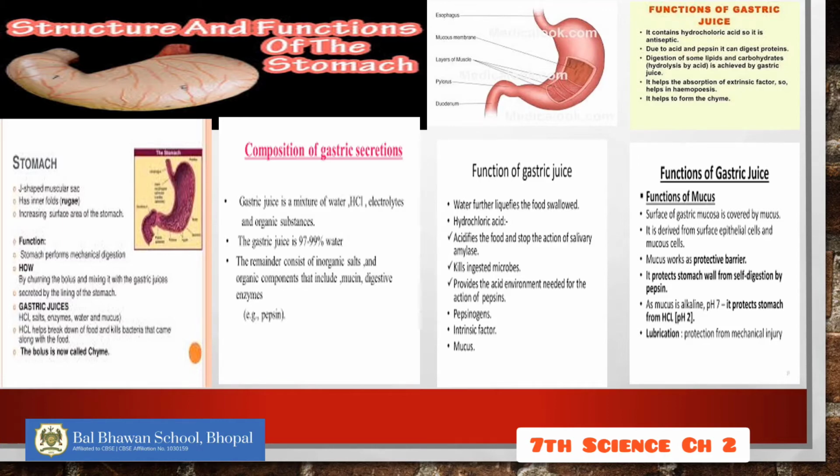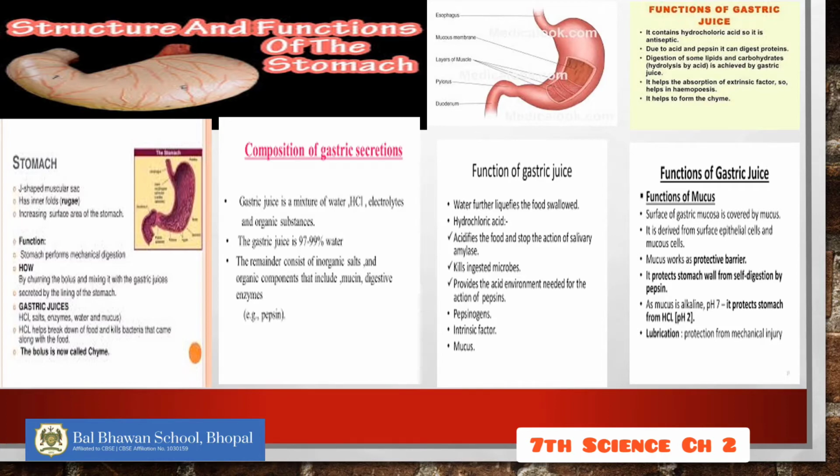The gastric juice also consists of 97.99% water. The remaining amount consists of inorganic salts and organic components that include mucin and the digestive enzyme pepsin. Now let us discuss what the function of HCl is.